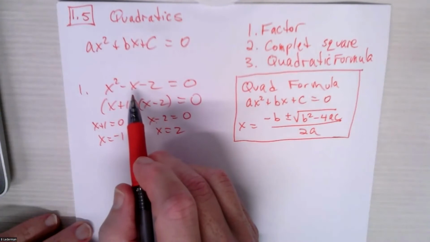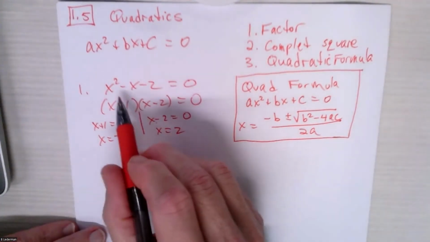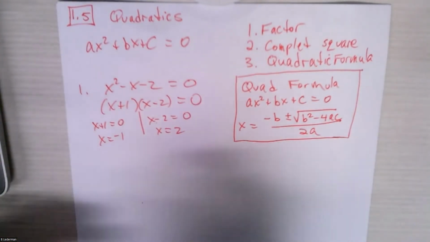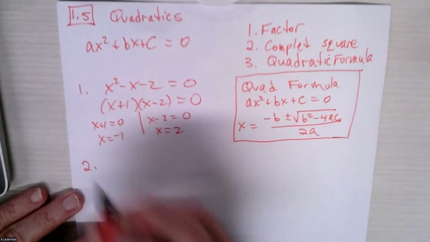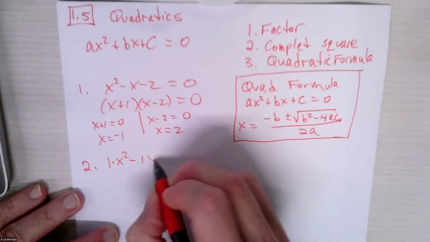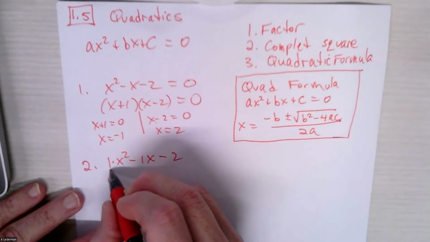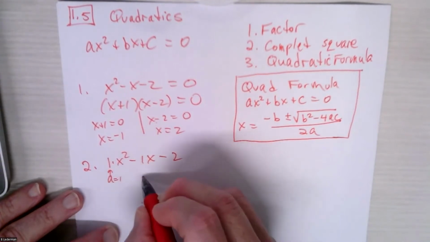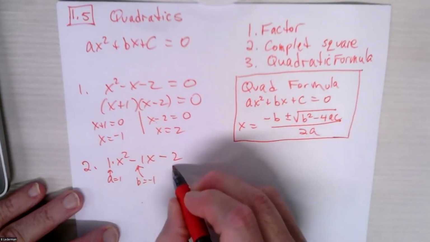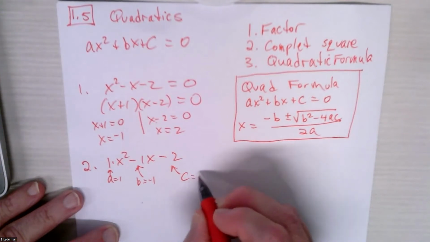let's take the same problem now, and let's solve it with quadratic formula, just to show you that we'll get the same answers. So first thing we have to do is identify what's the A, what's the B, and what's the C. So I'm going to rewrite this just to make it more obvious. I'm going to write 1x squared minus 1x minus 2. So the A is 1, B is -1, and the C is -2.